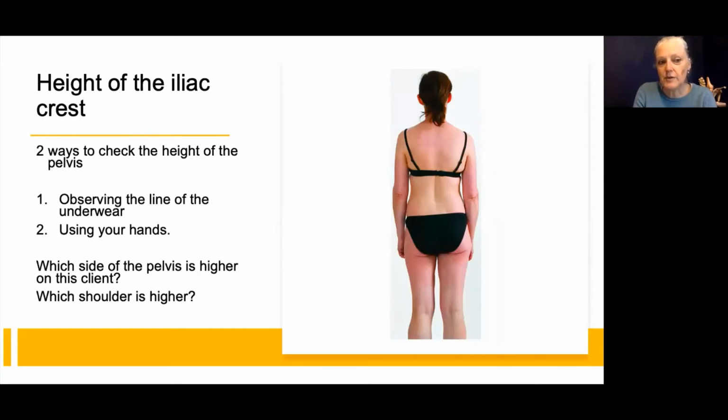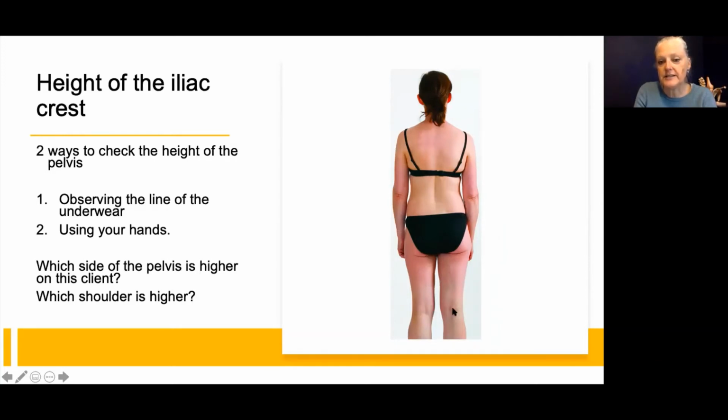There are two ways you could check this, and everyone laughs at me, but I promise you, I've found this time and time again. Look at the underwear. Look at this lady's underwear. It's going up on the right. If you look at the buttock creases, this is just a fat crease. It's not necessarily telling you about the underlying gluteal muscle, but it's higher on the right as well. So this pelvis is raised on the right hand side.